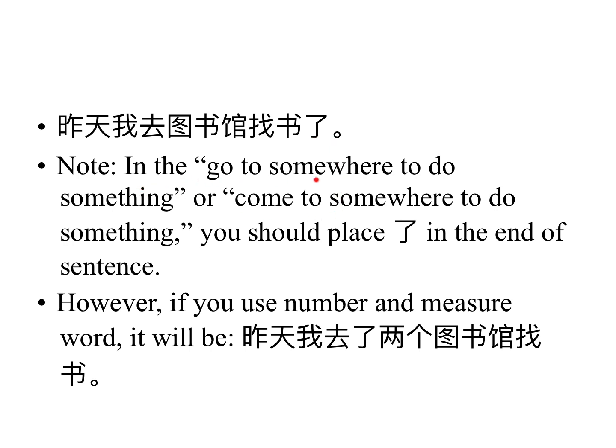So, in the pattern of going to somewhere to do something, or coming to somewhere to do something, you should place 了 at the end of the sentence. Okay? So, 去图书馆, go to some place, and the verb action, we put 了 here. However, if you use a number and measure word, it will be like this: 昨天我去了2个图书馆找书。 The same rule, remember: if we have a modifier, we have to move 了 right after the verb. So pay attention to the modifier.